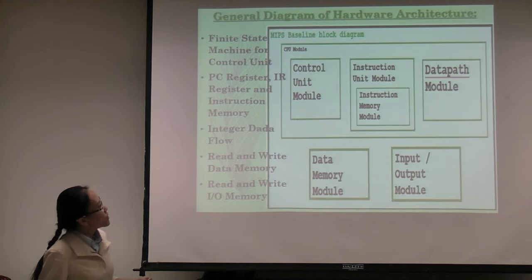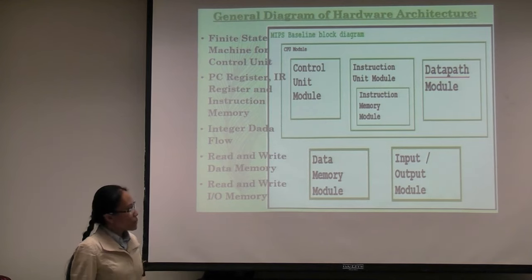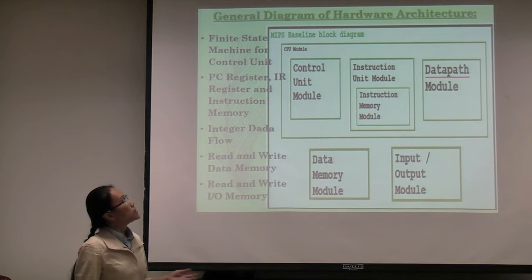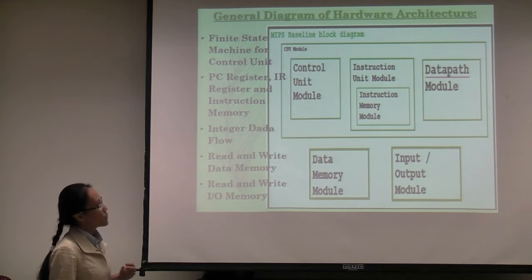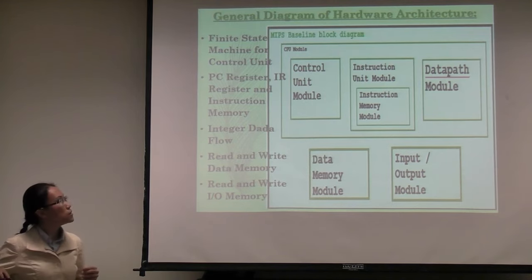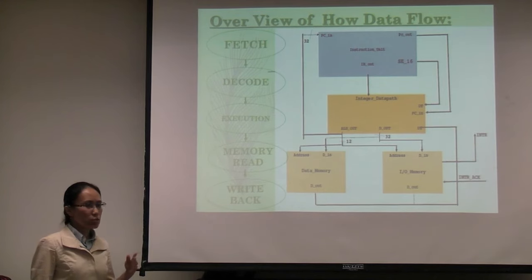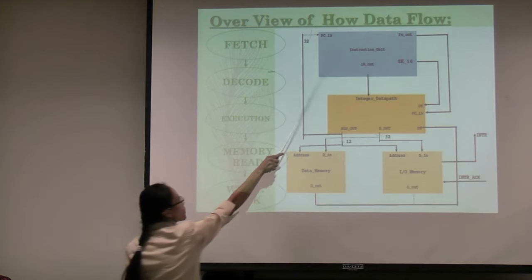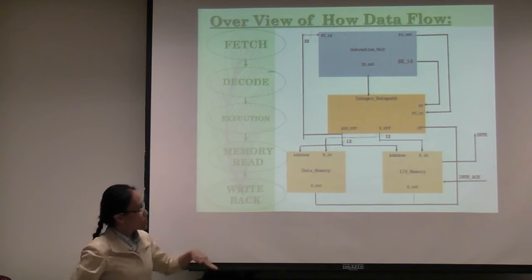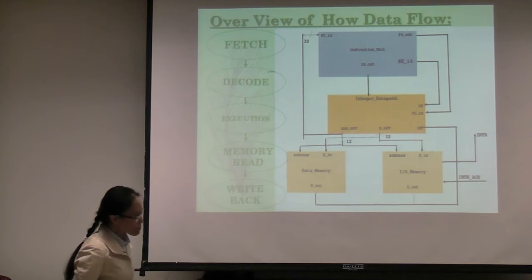The general design of the processor is the CPU, and it interfaces with the outside memory module and the I/O module. In the CPU, I have the control unit, instruction unit, and the data path module. The processor is controlled by the state machine, and each clock cycle it generates the control. So the data can flow from the fetch instruction from the IR unit to the integer data path, and it interfaces with the data memory and the I/O memory.